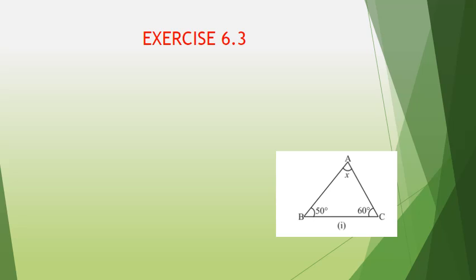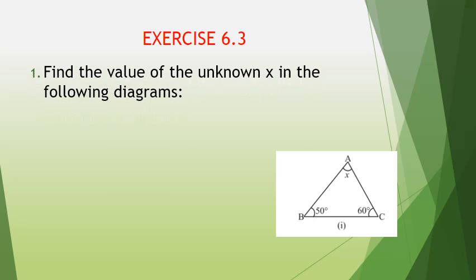Now we can move to exercise 6.3. Our first question: find the value of the unknown x in the following diagrams. Triangle ABC is given and three angles are given. One angle is 50 degrees, the other is 60 degrees and the third angle is x degrees.